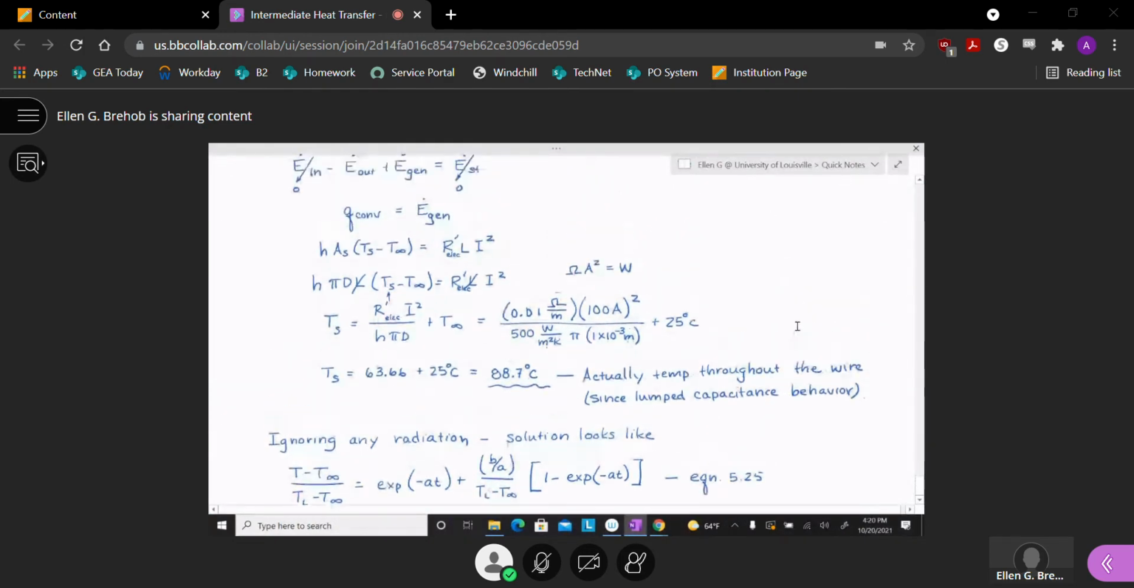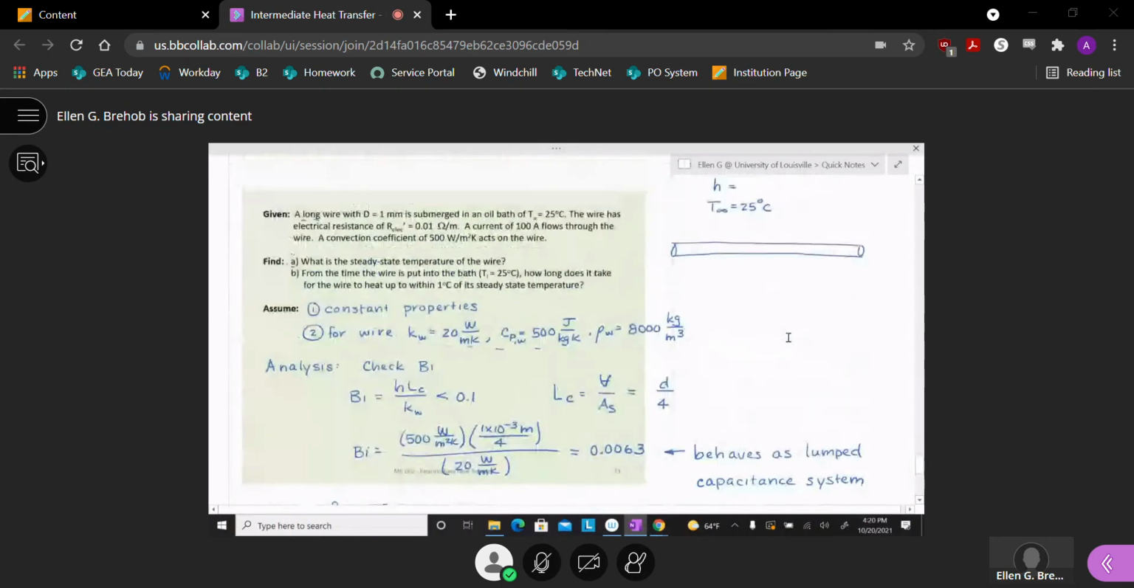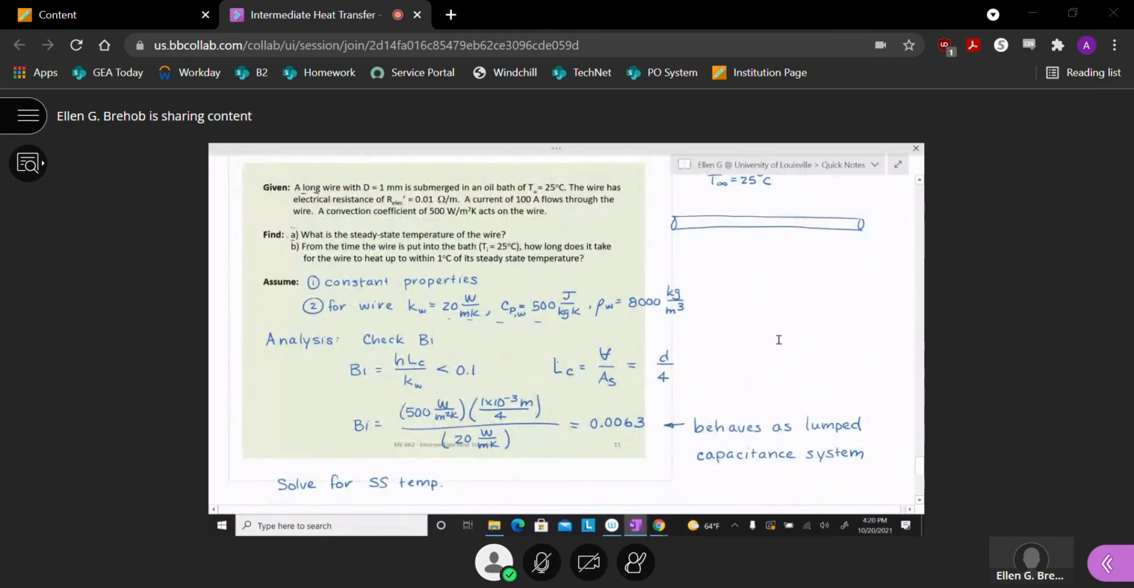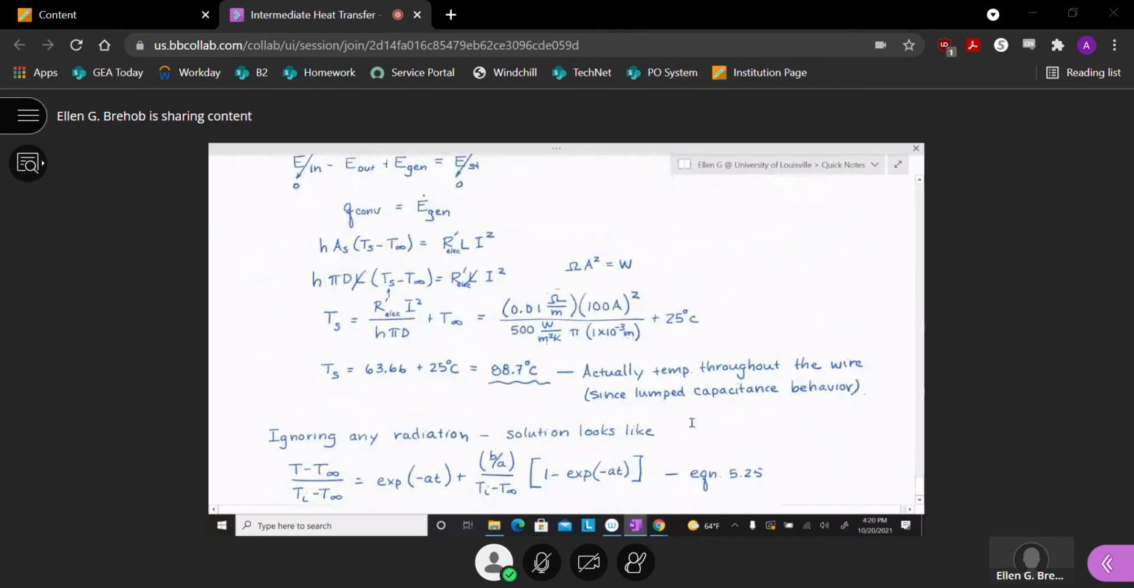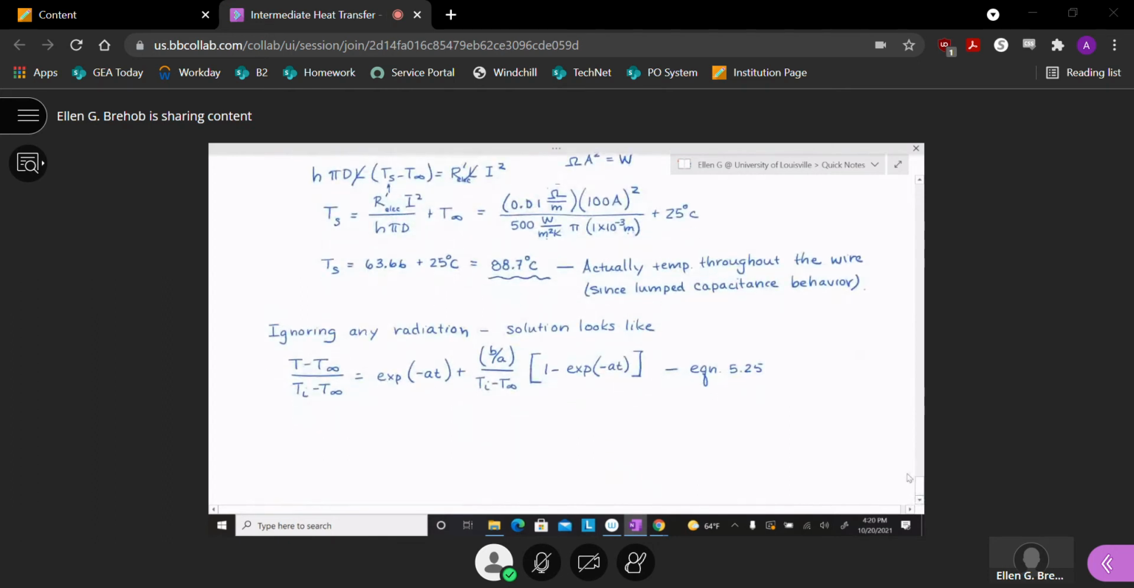So I'm scrolling back up for a minute. I need to be reminded. So we initially started at a temperature of 25 degrees C. We've got an oil bath temperature of 25 degrees C. And we want to figure out the time. So we're looking for the time for this to get within 1 degree of 88.7. Okay, 88.7. So we want this to get to 87.7 degrees C.